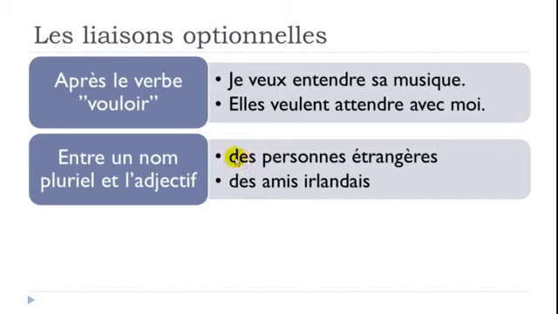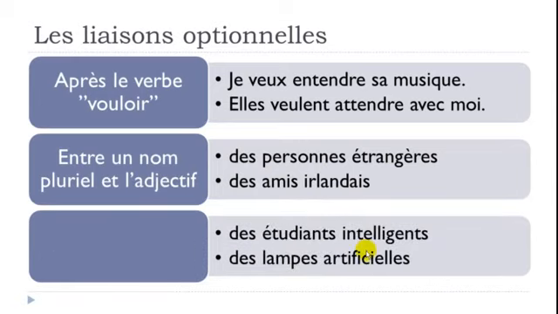First option, des personnes étrangères. Or if you want to make the liaison, des personnes étrangères. Des amis irlandais. Or if you want to make the liaison, des amis irlandais. And then I made two more here. Des étudiants intelligents. Or if you want to make the liaison, des étudiants intelligents. Des lampes artificielles. And if you want to make the liaison, des lampes artificielles.